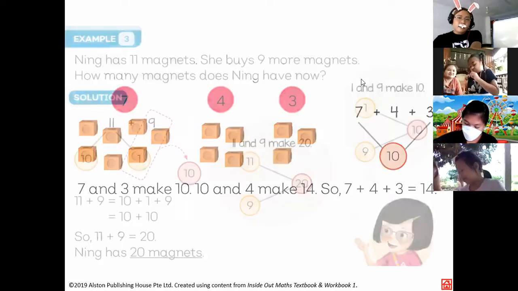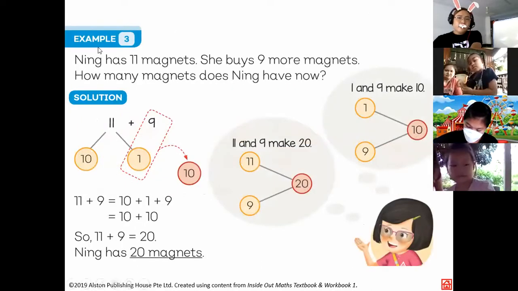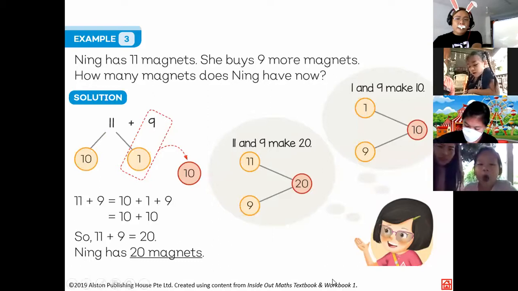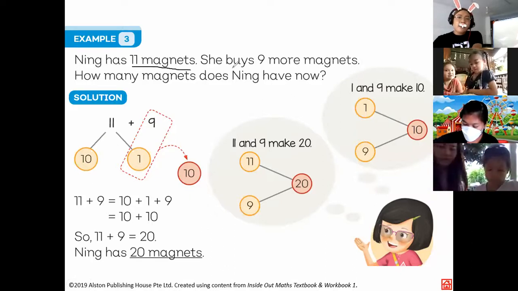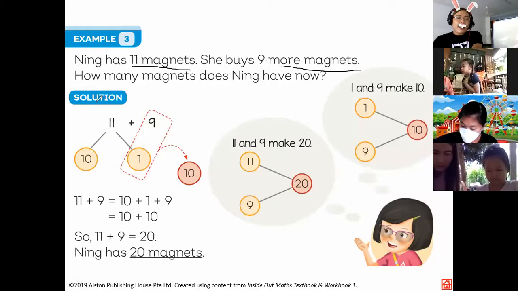Okay. Example number 3. Okay, we have word problem. So I'm gonna read it. Ning has 11 magnets. She buys 9 more magnets. How many magnets does Ning have now?